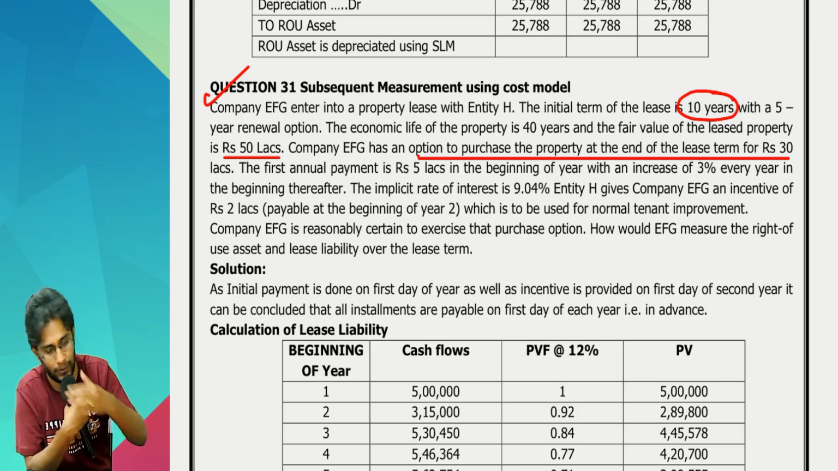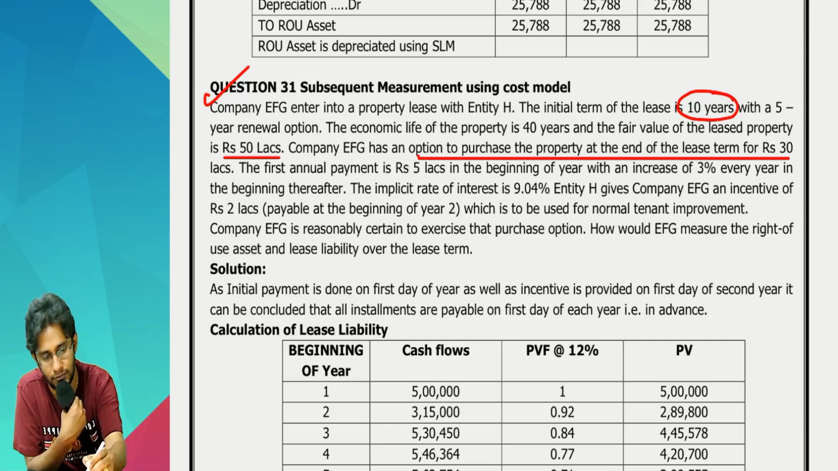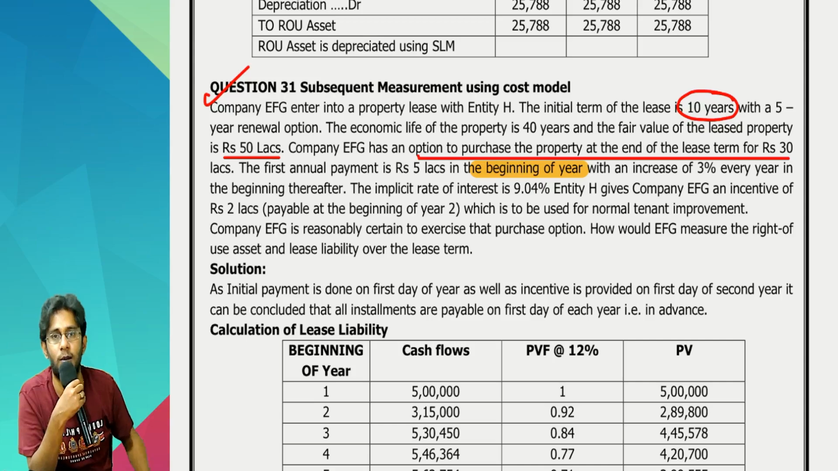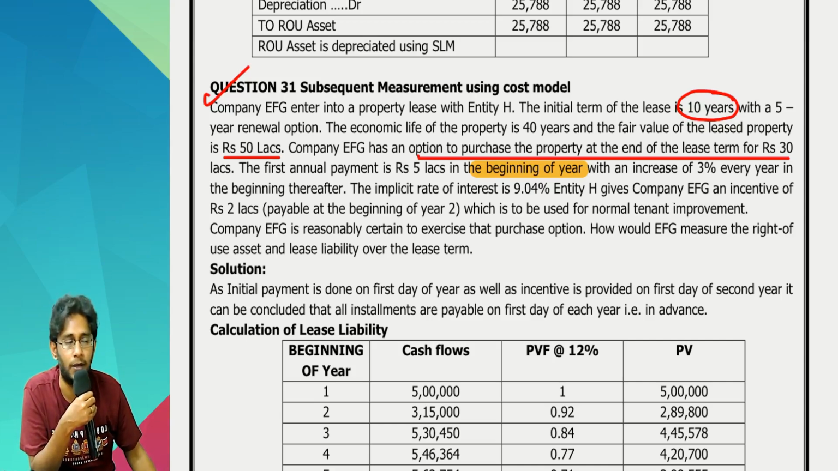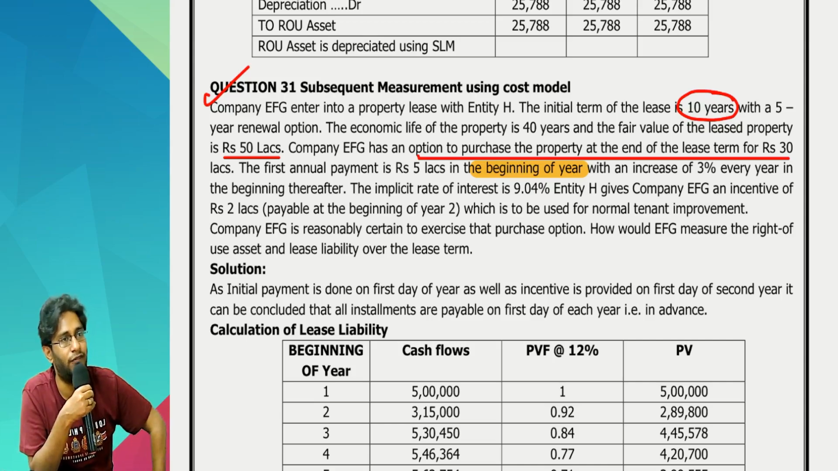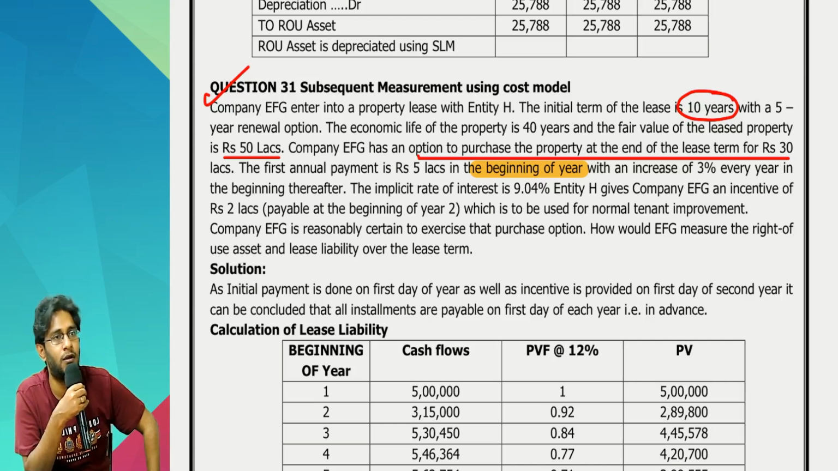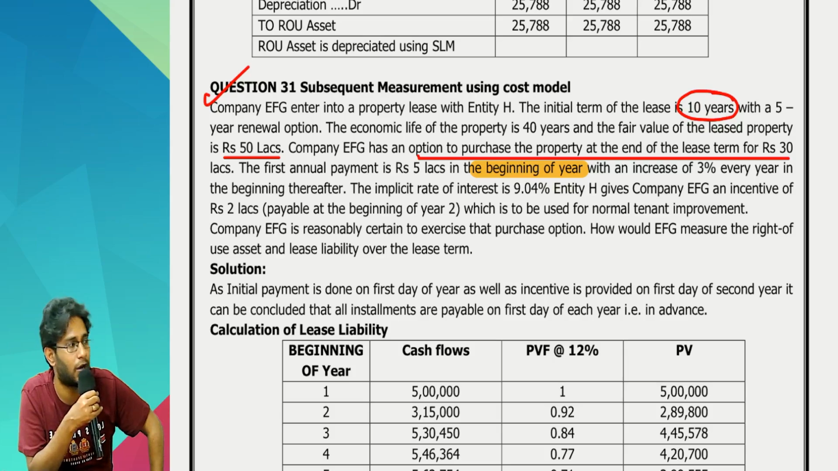The first annual payment is 5 lakh rupees. Look at this. In the beginning of the year, with an increase of 3% every year in the beginning thereafter. Closely observe. This is not variable. Even fixed payments. Why fixed payments? At what rate it is increasing? Any uncertainty is there? No uncertainty. Pakka fixed payments.